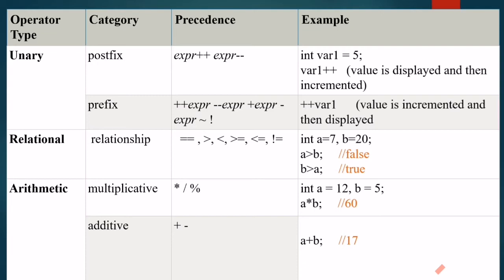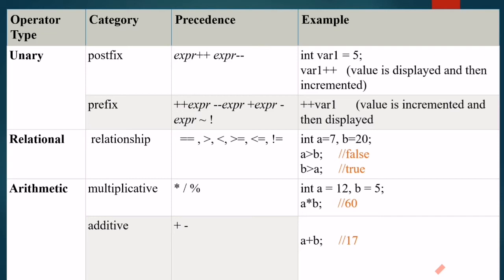Then arithmetic operators, they are classified as multiplicative and additive. Under multiplicative we have star, division or modulus operator. Example for that is int a = 12, b = 5. So here we are doing a * b. So this will give us 60. We are multiplying that.